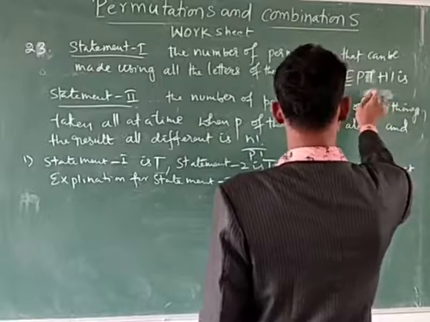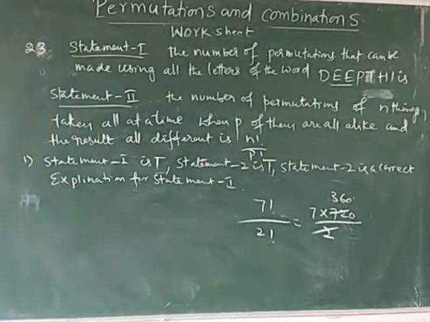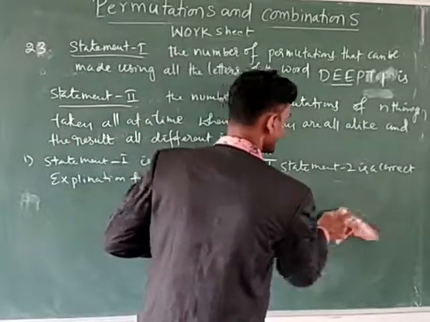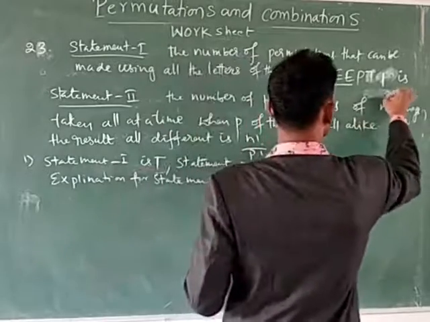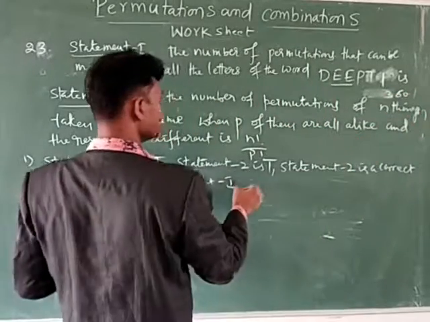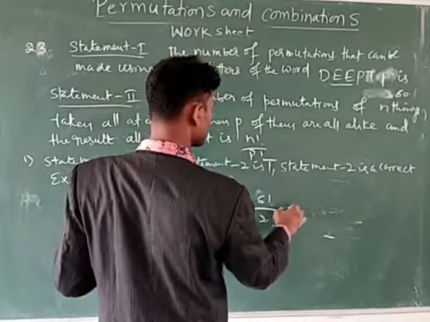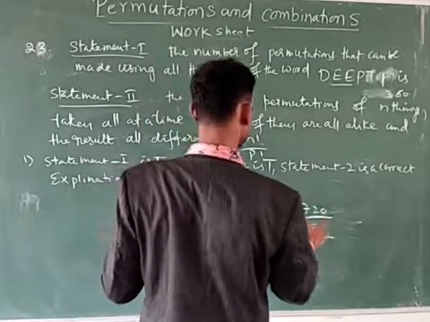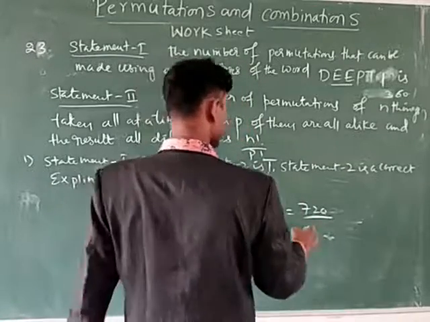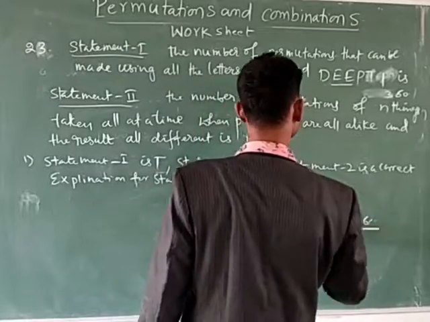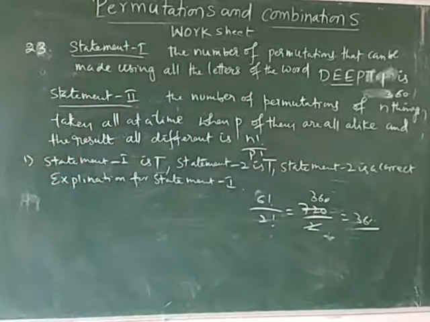Actually, one minute. Actually here it is DEPTI as given. That's why 360 is correct. Now there are a total of 6 letters, so 6 factorial, divided by the repetition of 2 letters, 2 factorial. 720 by 2 is 360, correct. Then the second statement is the correct explanation for the first one.